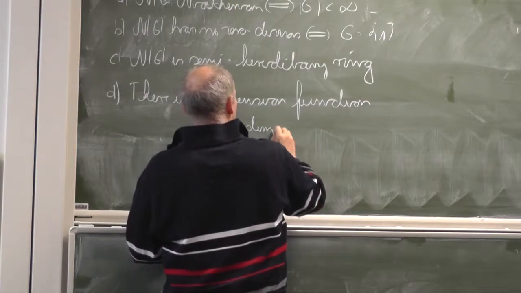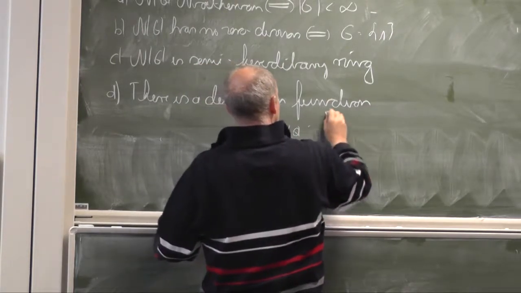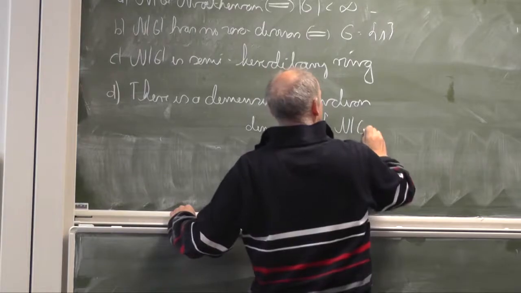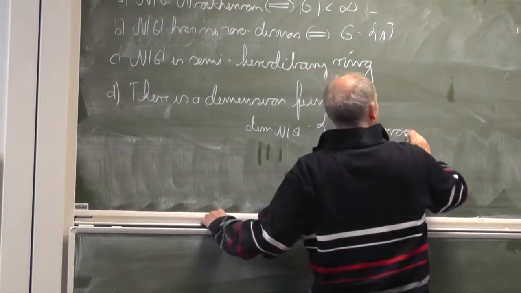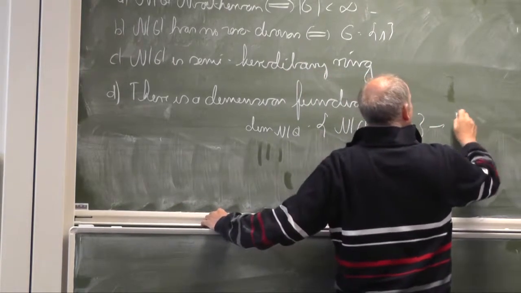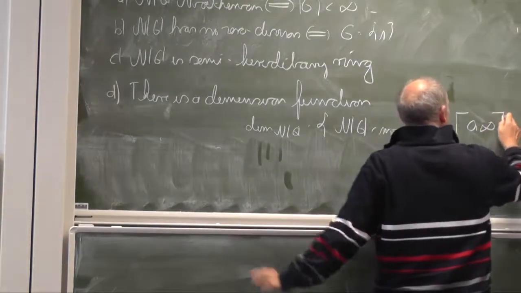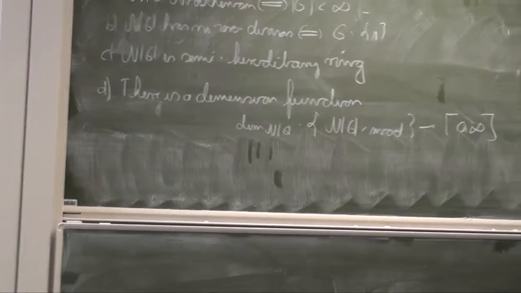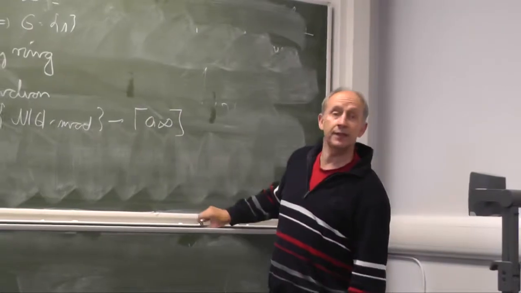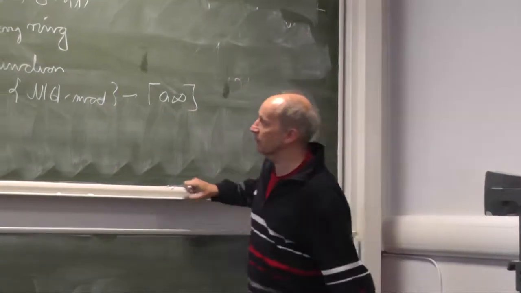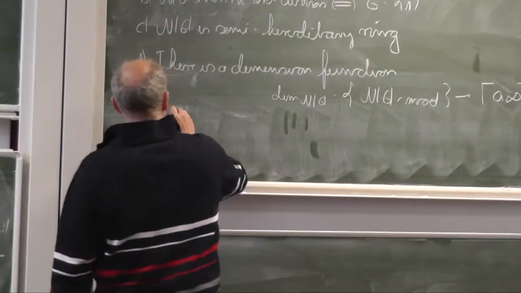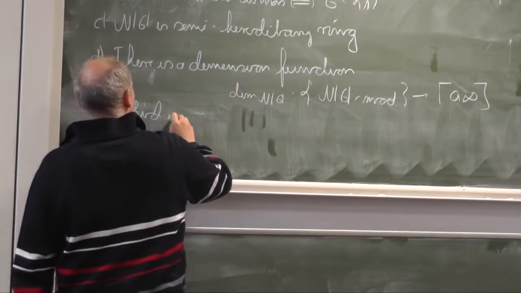Which is defined for all modules. And therefore you must allow the value infinity. You can imagine taking direct sums, but you will see this is not very often attained. That's the good news. But what are the properties? It is uniquely determined by the following properties.